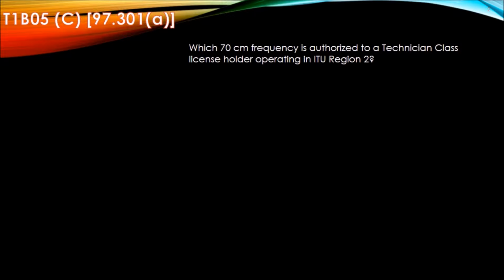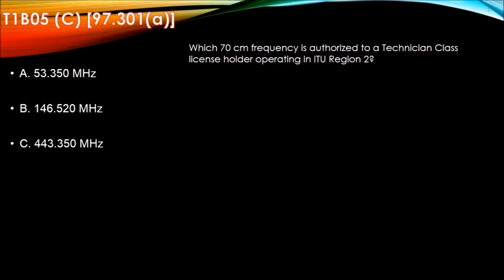T1B05. Which 70 centimeter frequency is authorized to a technician class license holder operating in ITU Region 2? Answers are A, 53.350 megahertz, B, 146.520 megahertz, C, 443.350 megahertz, or D, 222.520 megahertz.